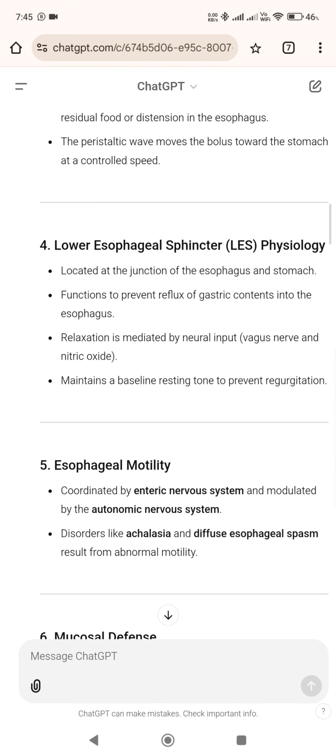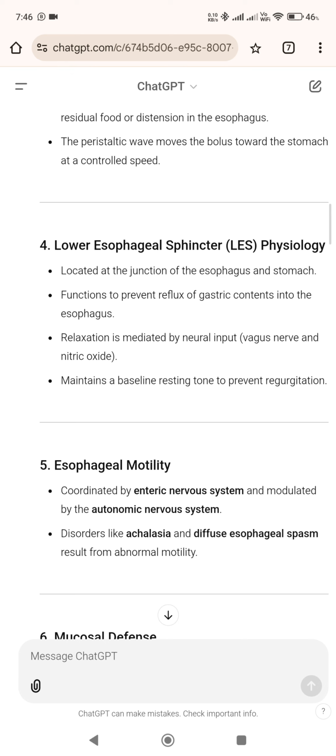4. Lower esophageal sphincter, LES, physiology. Located at the junction of the esophagus and stomach, it functions to prevent reflux of gastric contents into the esophagus. Relaxation is mediated by neural input, the vagus nerve, and nitric oxide. It maintains a baseline resting tone to prevent regurgitation.